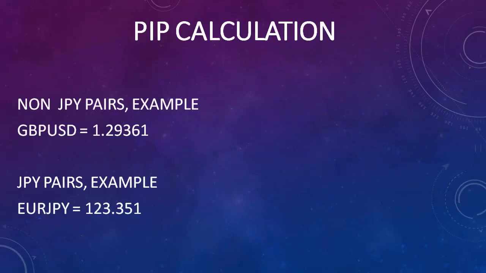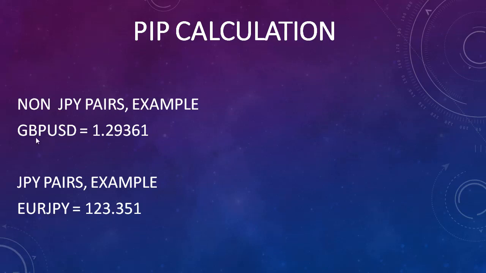Now, in our pip calculation, we will be looking at 3 methods in which you can do a pip calculation perfectly. I'll be guiding you through these 3 methods right now. First of all, pip calculation can only be categorized into 2: the way you calculate non-JPY pairs is different from the way you calculate JPY pairs. So how do you calculate your pip using a non-JPY pair?